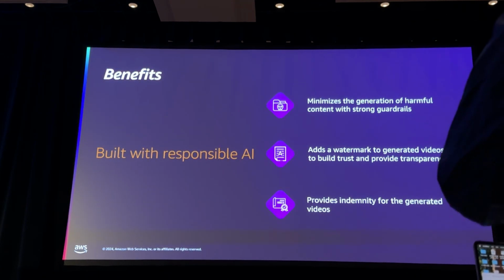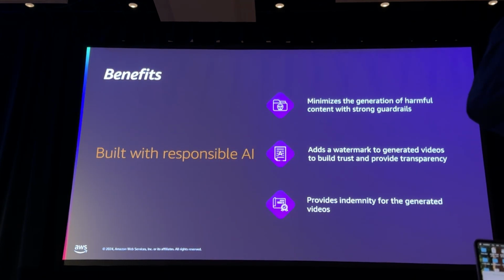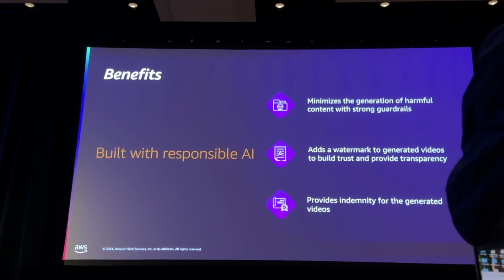And the third aspect that we said is responsible AI. We take responsible AI very seriously at Amazon. In keeping with the White House policies, like Rohit mentioned for Amazon Nova Canvas, we also made sure that Amazon Nova Reel follows the same guiding principles.